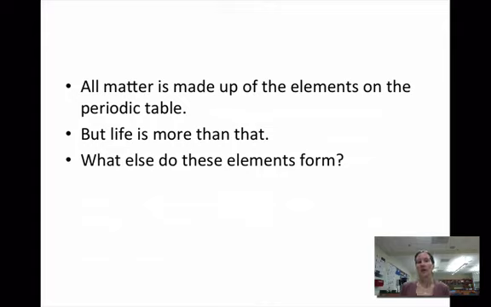Now, when we think about matter, all matter is made up of the elements from the periodic table. But if you look at the periodic table, there's only 116, 120 elements. Now, we keep making new elements, and I'll talk about that later. But in all honesty, we're limited by the ability of these atoms to stay together. But life is obviously more complicated than just those 120 elements. That's not all there is. So what else can these elements do beyond just simply being single elements? What other classifications of matter are there other than just elements?